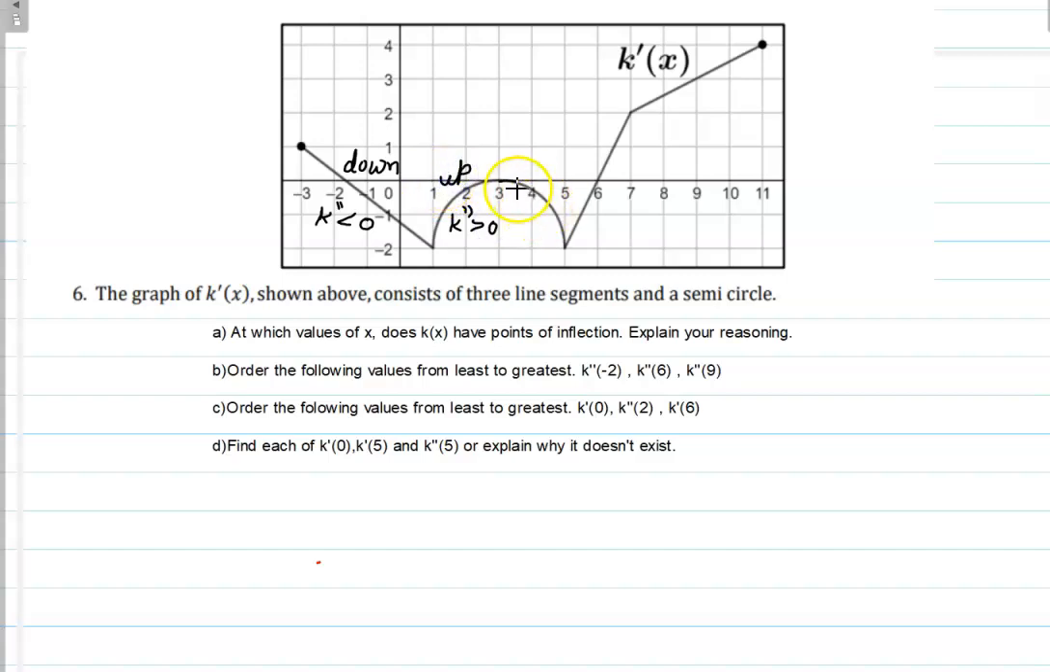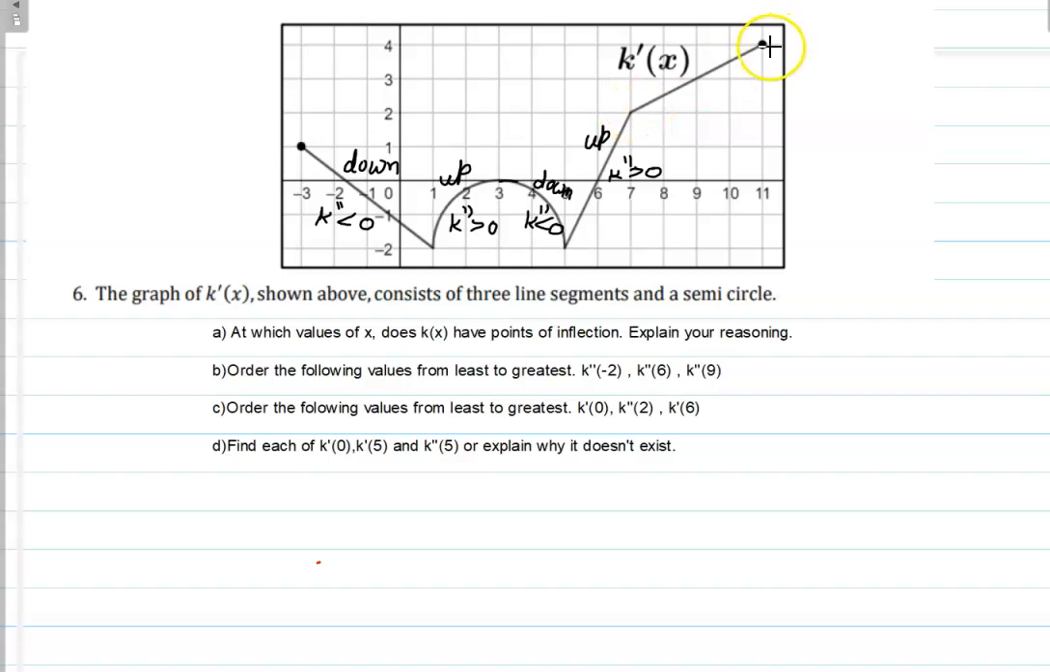The graph is decreasing from 3 to 5. That means its slope is negative, which means the second derivative k double prime x would be negative. And since the second derivative is negative, this is going to be concave down on this interval. From 5 to 7, this is increasing. Its slope would be positive, which means k double prime would be positive on this interval, which means this is going to be concave up along this interval.